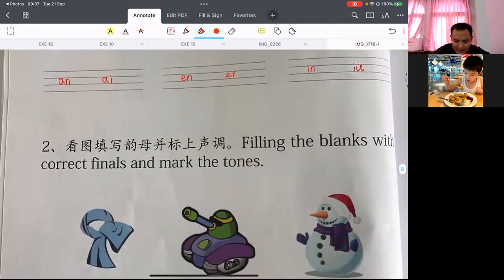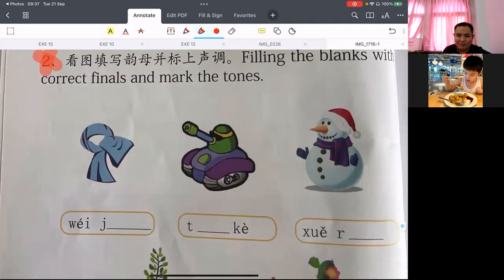Now the second question. Number two question is to fill in the blanks with correct finals and mark the tones. But this one is not for our final question because for you it's very difficult. But teacher still needs to review it for you. Now the first one, scarf. Scarf in Chinese is 围巾.